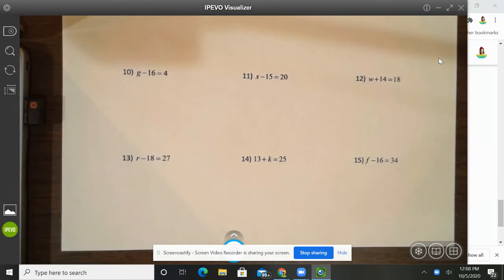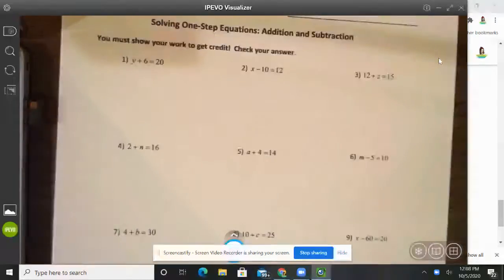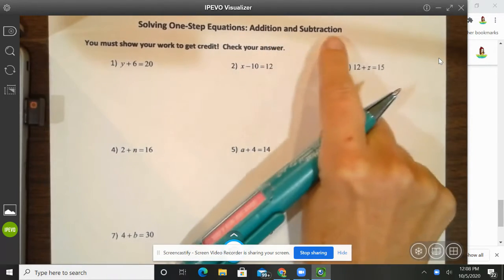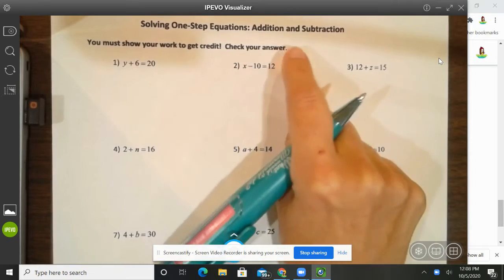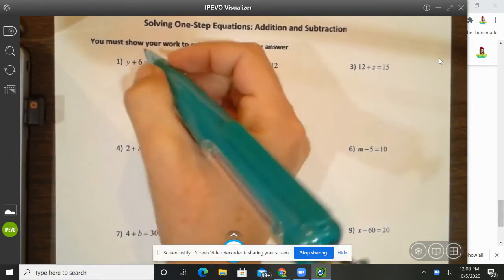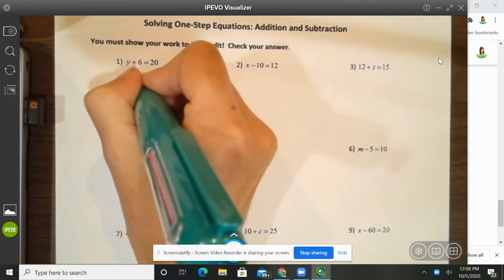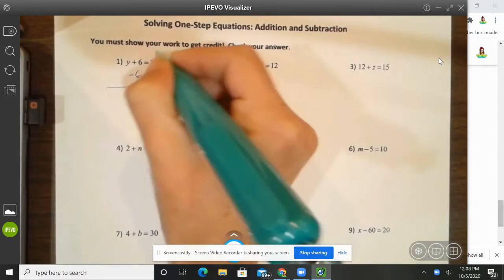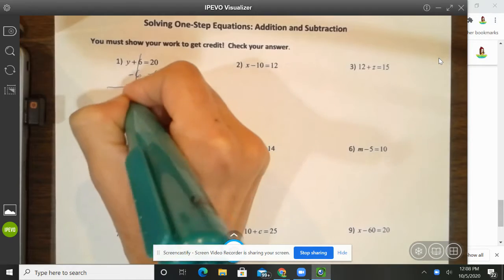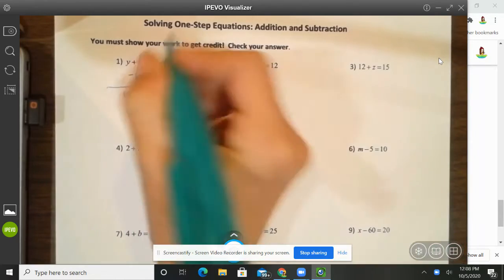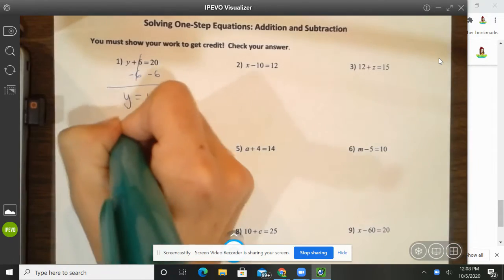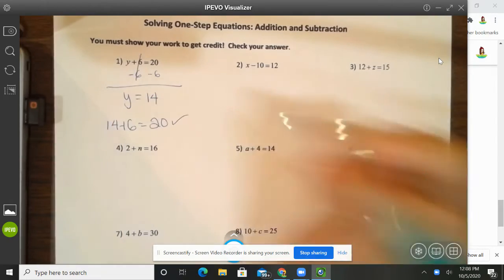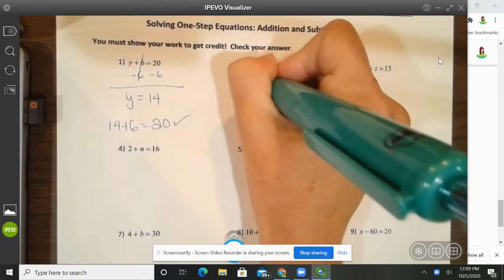Let's do some work now. Let's do some examples here. It says, solving one-step equations, addition and subtraction. Show your work, check your answer. Okay, let's just do some. You're adding 6, so the opposite is subtracting. So minus 6 on both sides. That goes away because it's 0, and y equals 20 minus 6, which is 14. Is that true? Well, 14 plus 6, is that 20? Yes, it is.